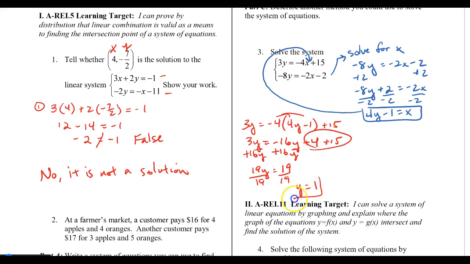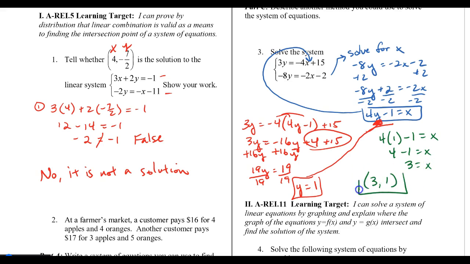Now I'm going to substitute this y value back up over here to get my x value. So that's going to be 4 times 1 minus 1 is equal to x. So 4 minus 1 is equal to x. So 3 equals x, and that leaves me with an ordered pair of (3, 1).